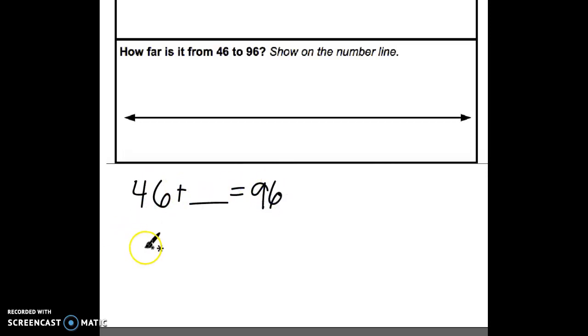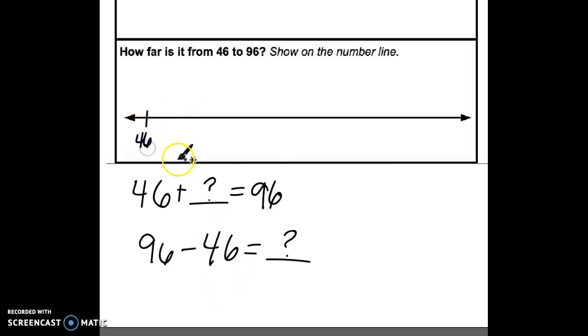Or it could look like this. Both of these are correct. They're sharing the same information. To actually show it on the number line and solve it, we're going to start at 46 and jump until we get to 96.